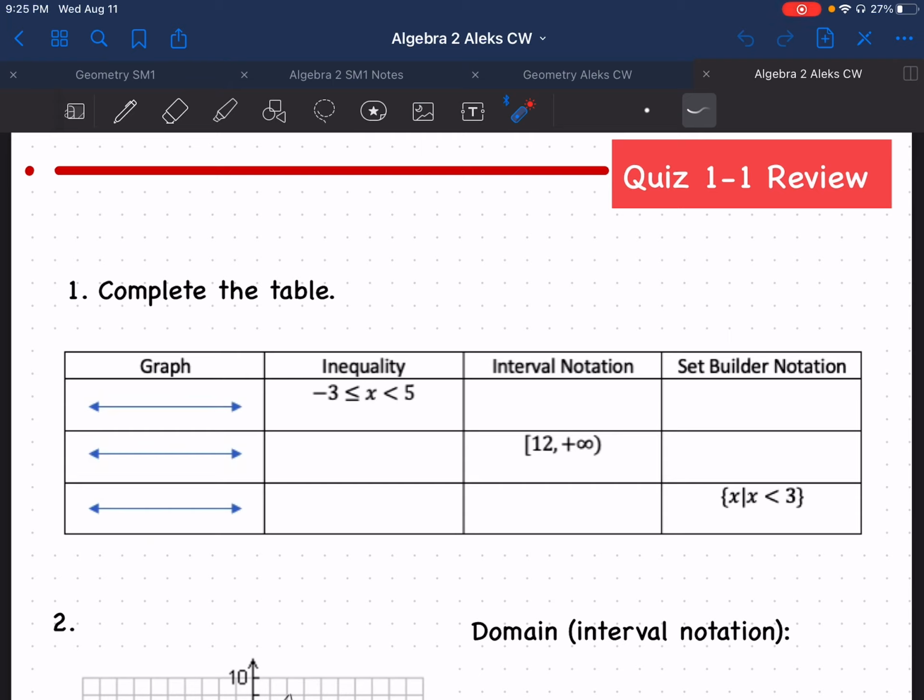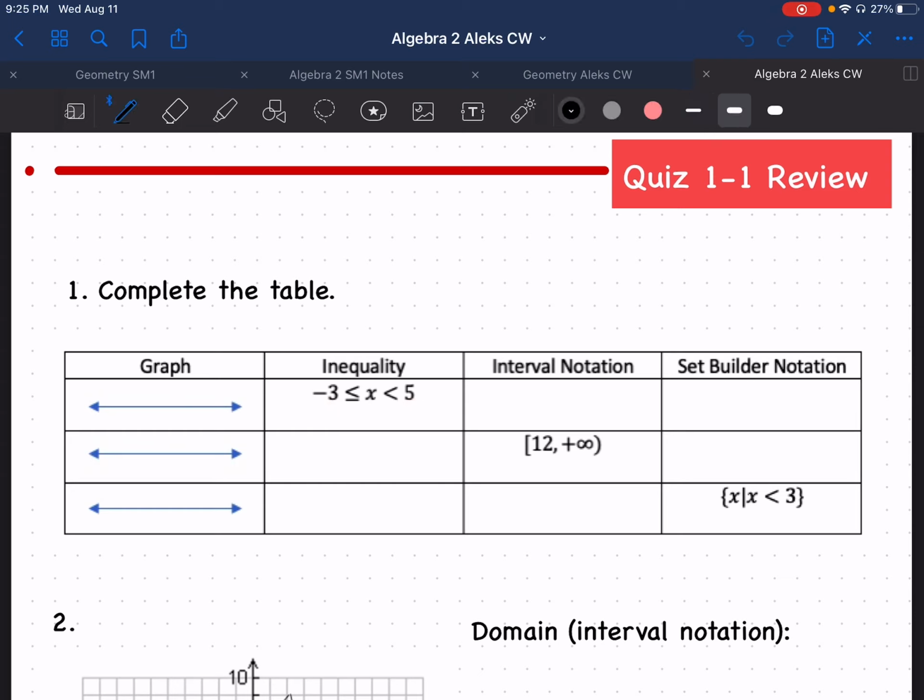When you have an inequality given to you, you can go ahead and do the graph and set builder notation first. And of course, interval notation, we can either read from the graph or we can read from the inequality. So I like to do things in order from left to right. So I'm going to take this inequality and put it over on the graph. The two numbers that must show up on my graph are -3 and 5.